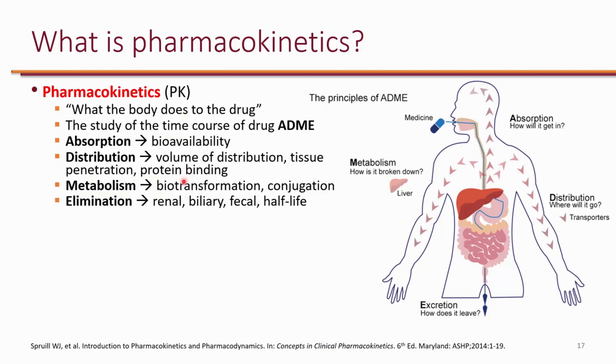So for example, some patients may have low albumin. Albumin is the number one protein that binds antibiotics. When it comes to metabolism, it is important to know if a drug is specifically metabolized by the CYP enzymes. That could include drug interactions. And of course, when it comes to elimination, it's important to consider renal, biliary, and fecal clearance.